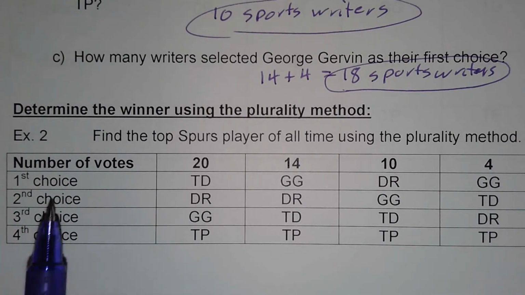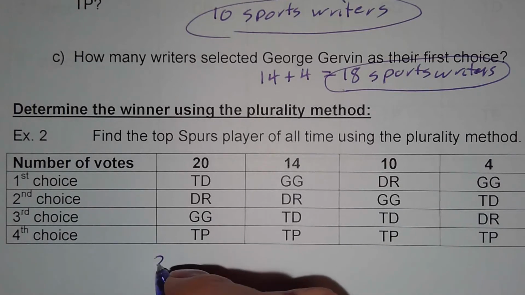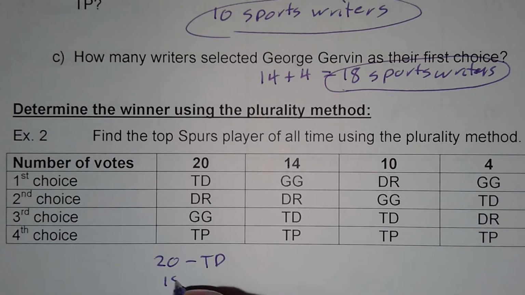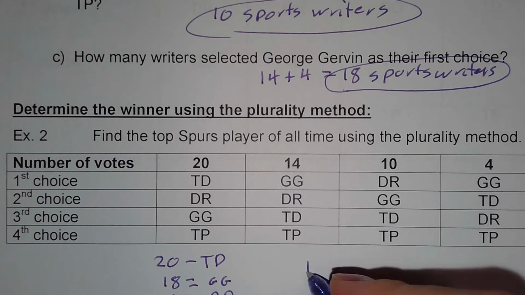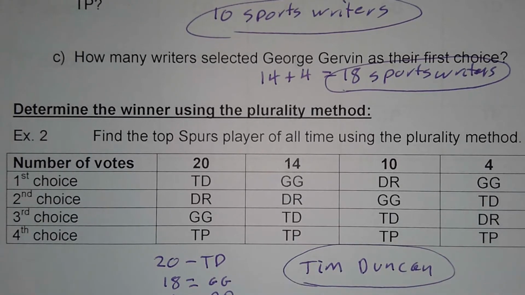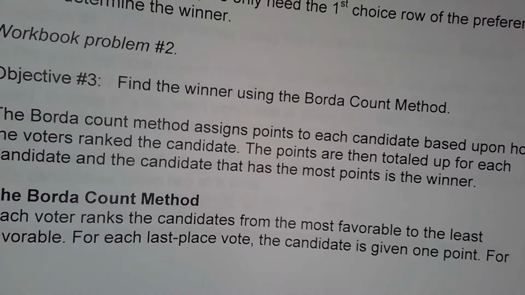for the plurality method, I'm just looking at the top row. I've got 20 votes for Tim Duncan, 14 plus 4 is 18 votes for George Gervin, and 10 votes for David Robinson. Since Tim Duncan has the most votes, though he doesn't have the majority, we'd say that Tim Duncan is the winner by the plurality method. All right, so let's go on to the next method.